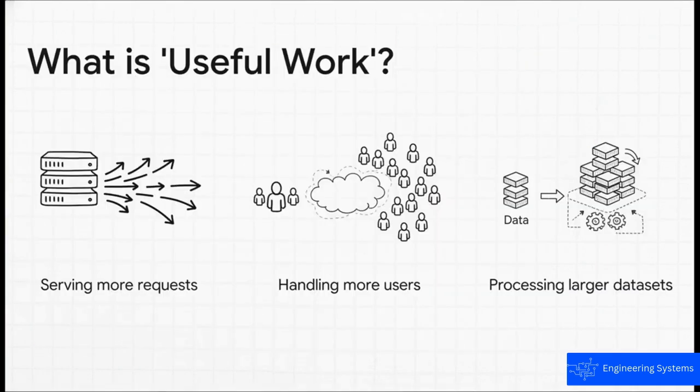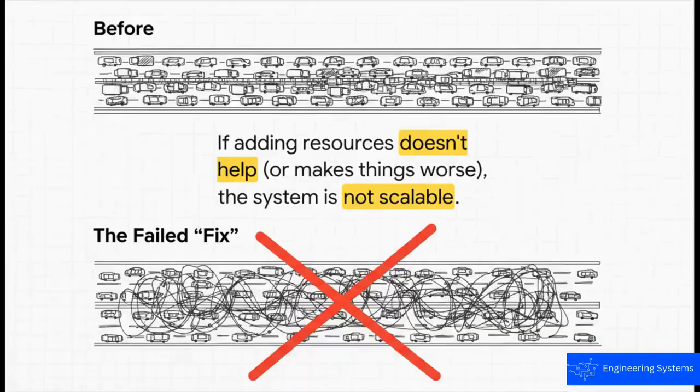And useful work, well, that can mean a few different things, right? It could mean serving way more requests per second. It could be about handling a huge spike in users all at once. Or maybe it's about crunching through a data set that's suddenly 10 times bigger than it was yesterday. And this is the ultimate test. It's the moment of truth. Imagine you're in a traffic jam, and your solution is to add more lanes to the highway. That's kind of like adding more servers. But what if adding those lanes just makes the gridlock even worse? Well, then the problem isn't the number of lanes. It's the fundamental design of your interchanges. That's a system that doesn't scale.